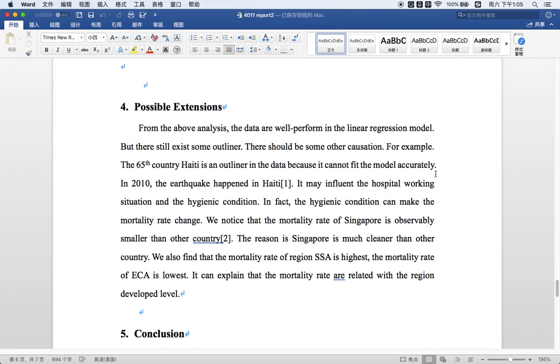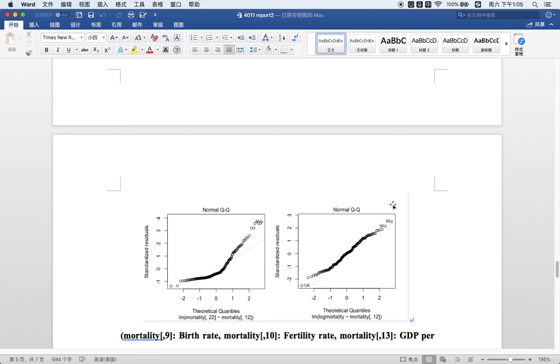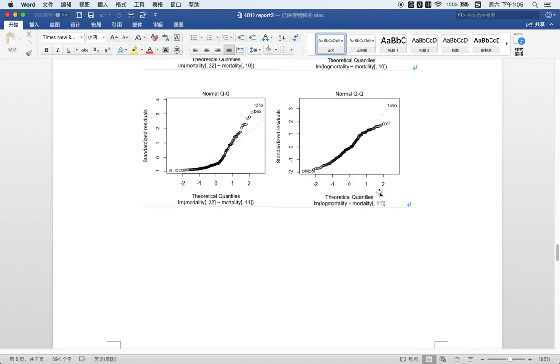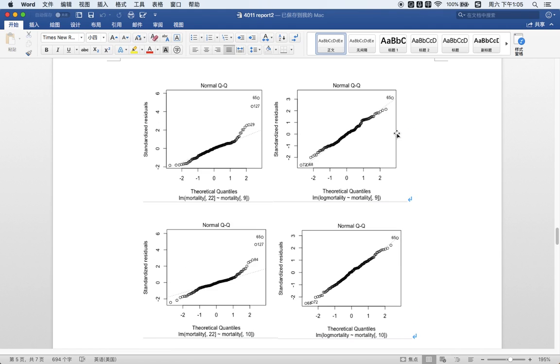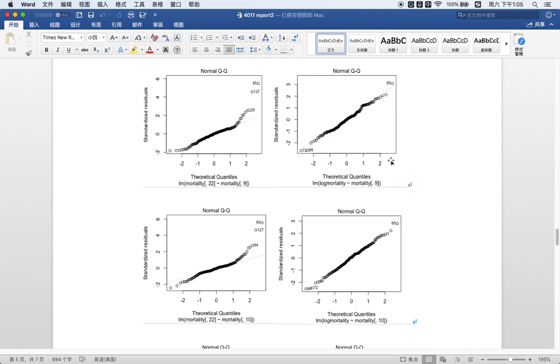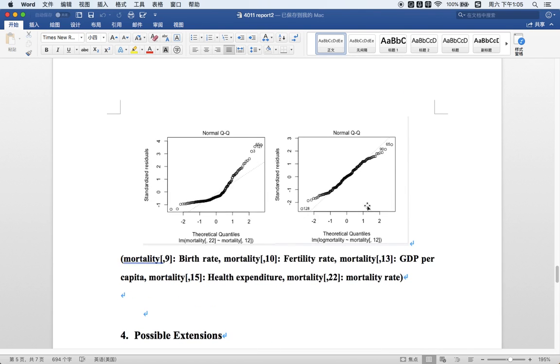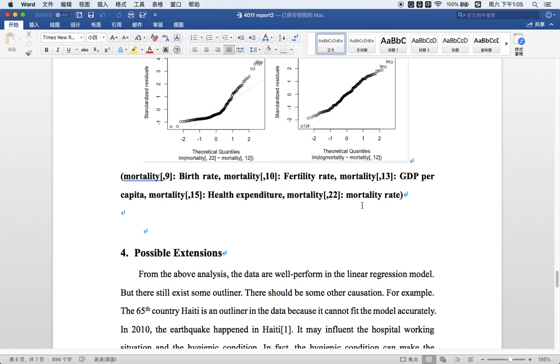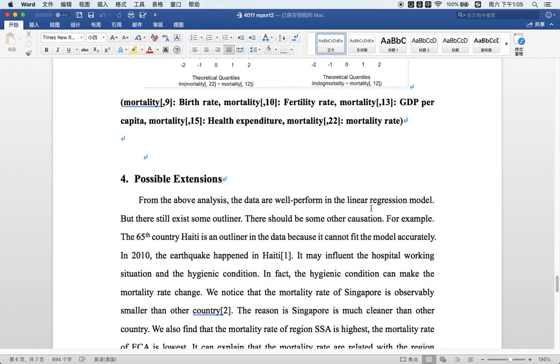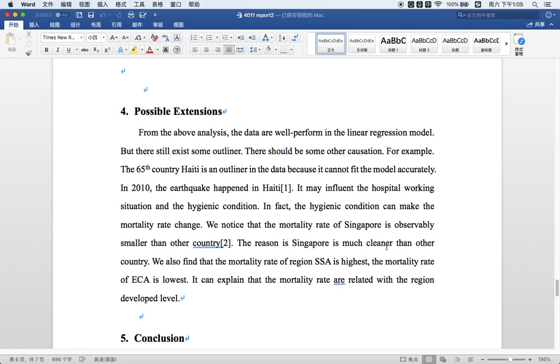So we found that the 65th country is an outlier. We found that the country is Haiti, and as we know, in 2010, Haiti had the earthquake, so the mortality became strange.